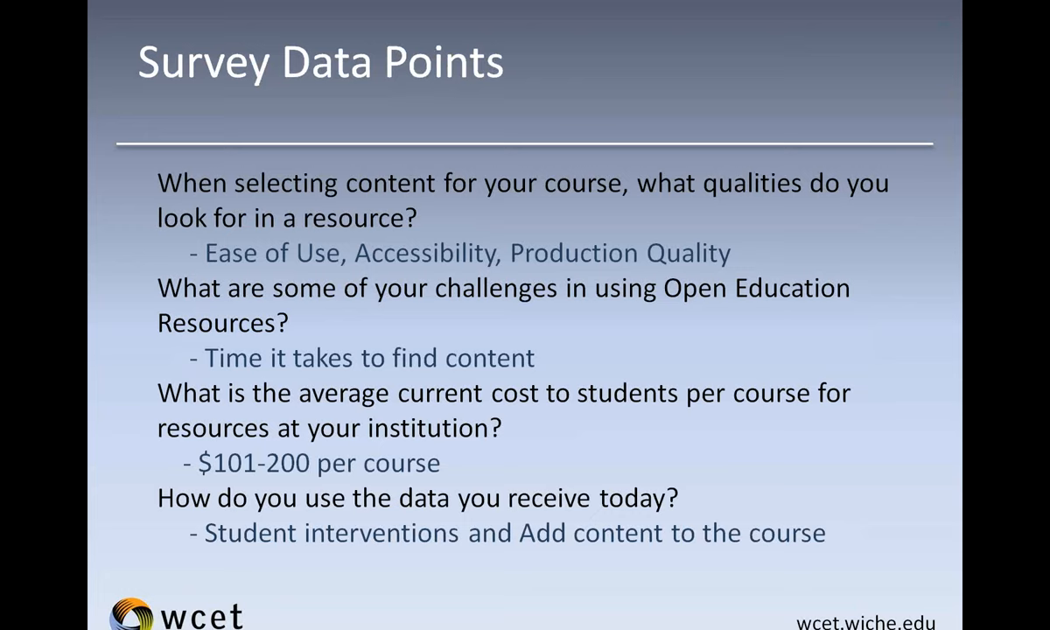So as we are working with our cohort group of institutions, we've surveyed over 70 participants on a variety of topics, from what is happening in their courses today to how OER is used and then the use of data. I'll touch on a few of these data points because I think it's relevant in our overall discussion. So on the topic of selecting content for a course, beyond the topical alignment and accuracy, the things that we're seeing come up as really important are the ease of use of content for faculty to discover, as well as for students to use, the accessibility component, and then the production quality.